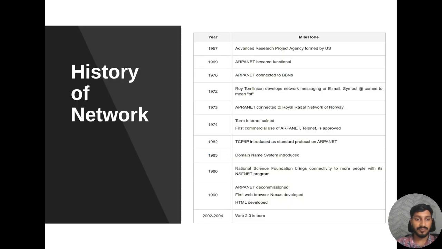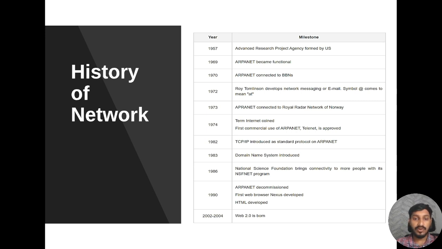Now, what is the history of the network, or where was it invented first? In 1957, there was a project called the Advanced Research Project Agency, formed by the US, where the networking project was started. They wanted to connect two to three computer systems and tried some experiments. Then in 1969, this project was named ARPANET, meaning Advanced Research Project Agency Network, and it became functional. Then in 1970, ARPANET connected to BBN.